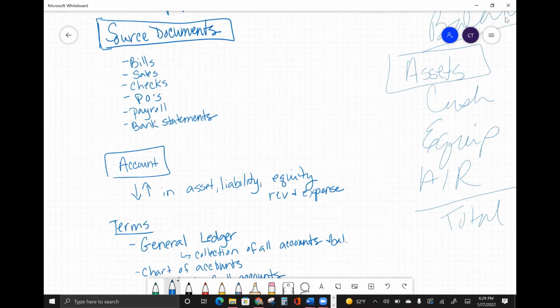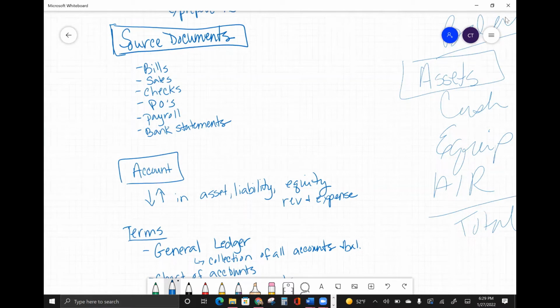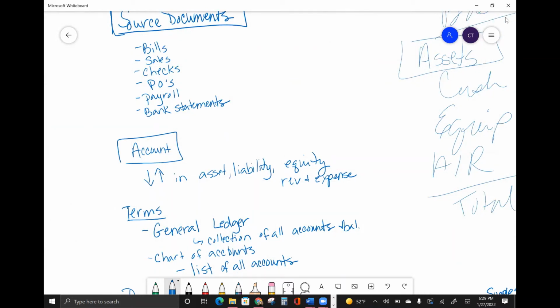Okay, so we went over some source documents. We talked about when you get a bill, you have to put that into the system. When you have a sale of a product, you have to record that sale in the system. Who are you selling it to? Is it something that you're collecting cash for now, or is it accounts receivable, something you're going to be collecting in the future?